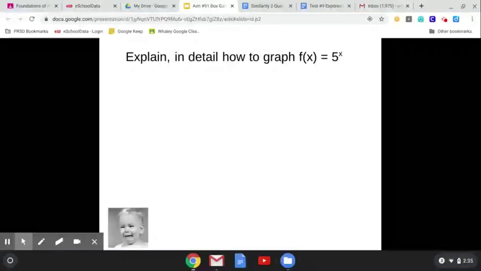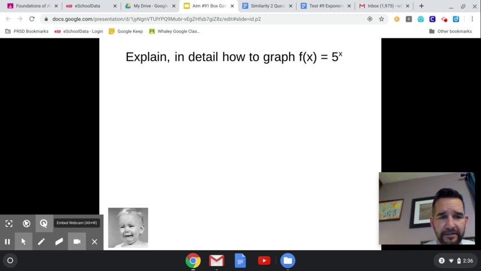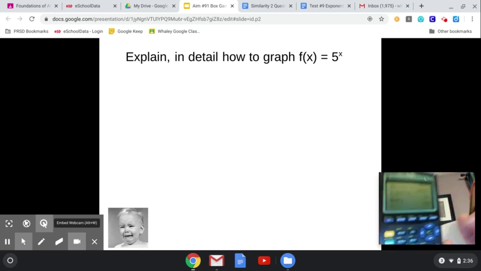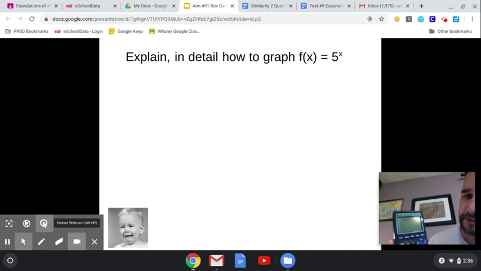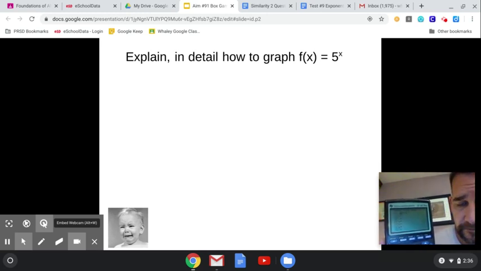I can't pull up a calculator on my computer right now, but I have one right next to me. Maybe I can do it this way. Okay, there it is. It's my calculator. Now, what I'm going to simply do is hit my y equals, clear off anything that might be there, put 5 caret x, and just hit graph. And there you have it.